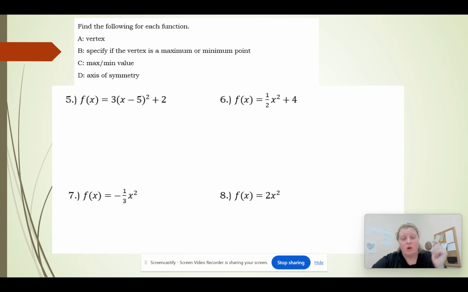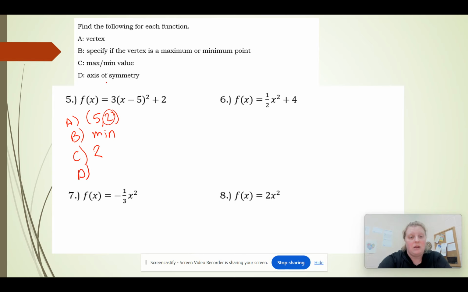Number 5, we will go right 5 up 2. So my vertex would be 5, 2. And because this is a positive 3, it's a smiley face. Smileys are minimums. And the lowest it goes is 2. And your axis of symmetry starts with x equals, and that would be your h value, which is 5. And that one's done.